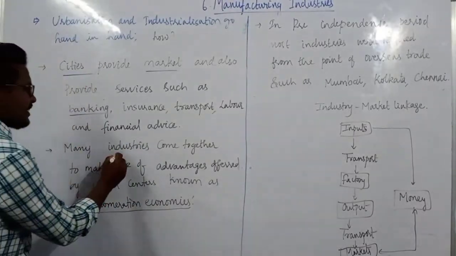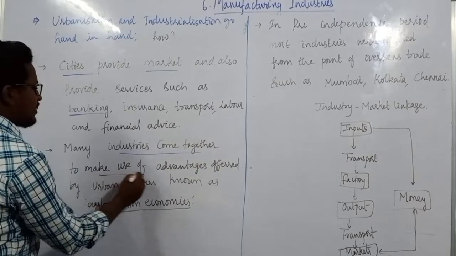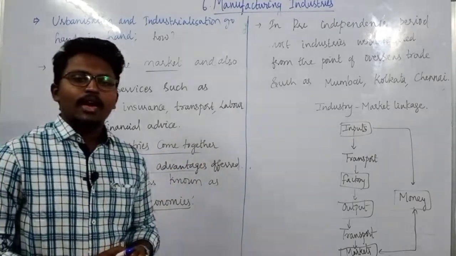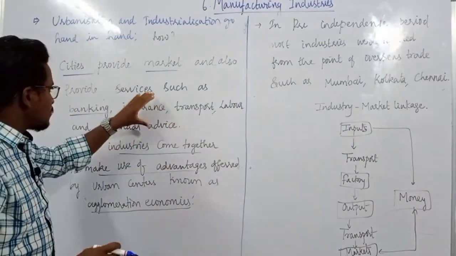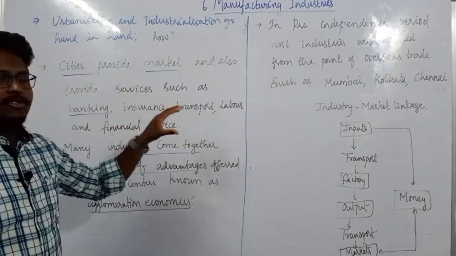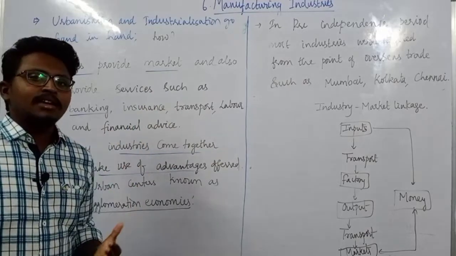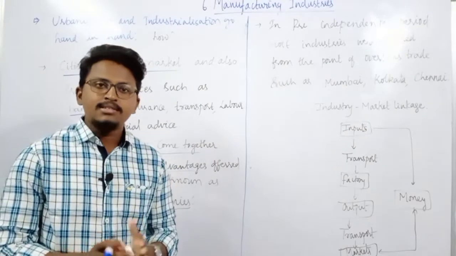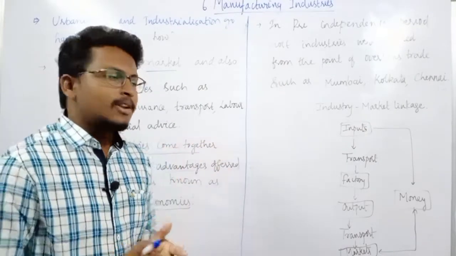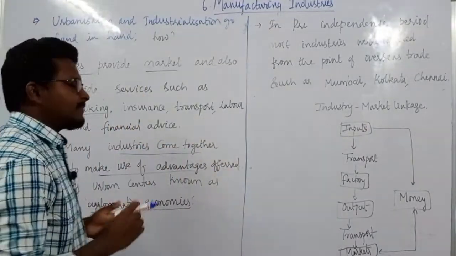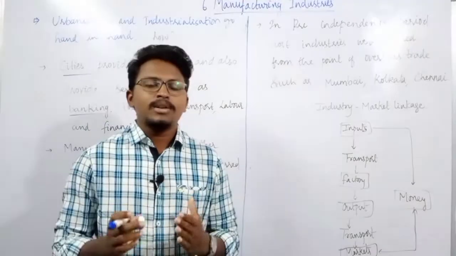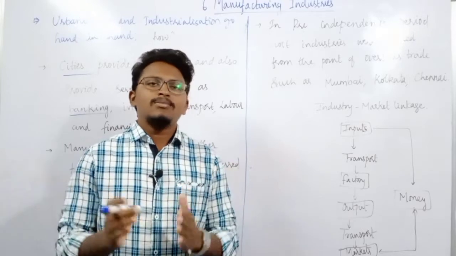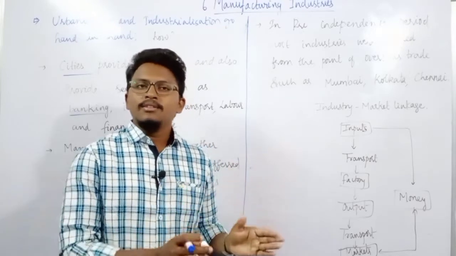Many industries come together to make use of the advantages offered by urban centers, known as agglomeration economies. That means to make use of all these services, banking, insurance, transport, finance, market, most of the industries come together and form what is known as agglomeration economies, which means all the industries which belong to the same category come together and set up their factories very close to each other.